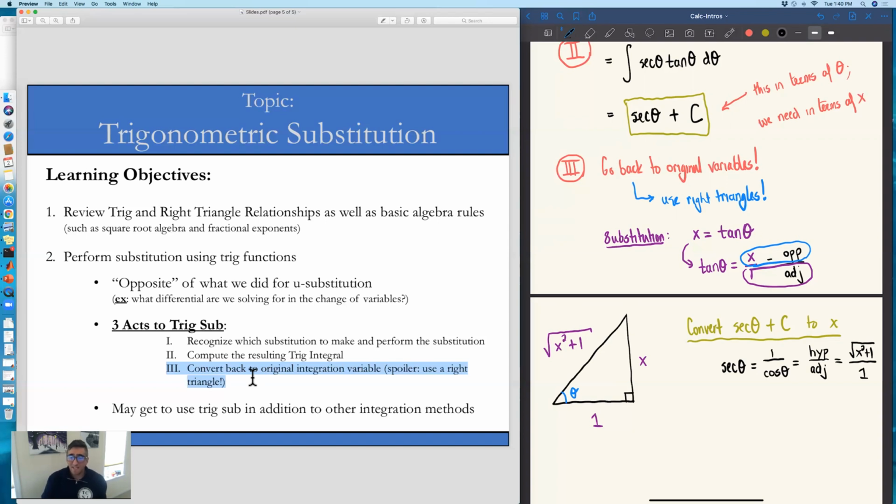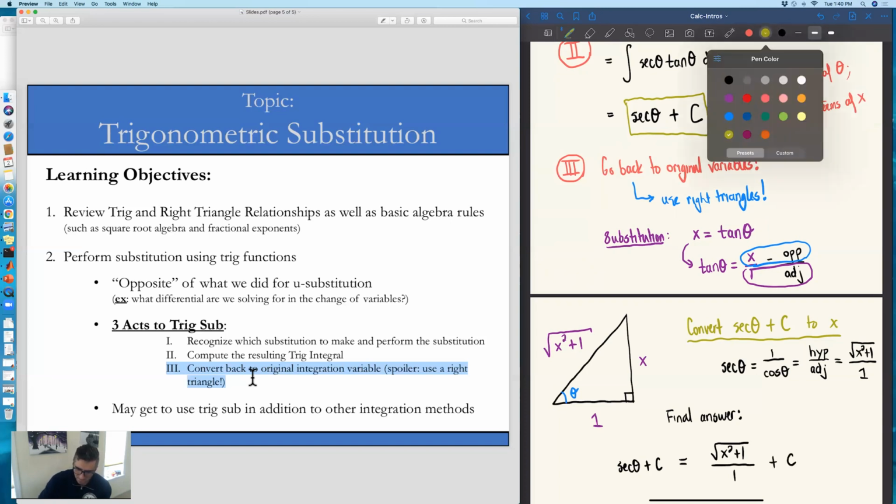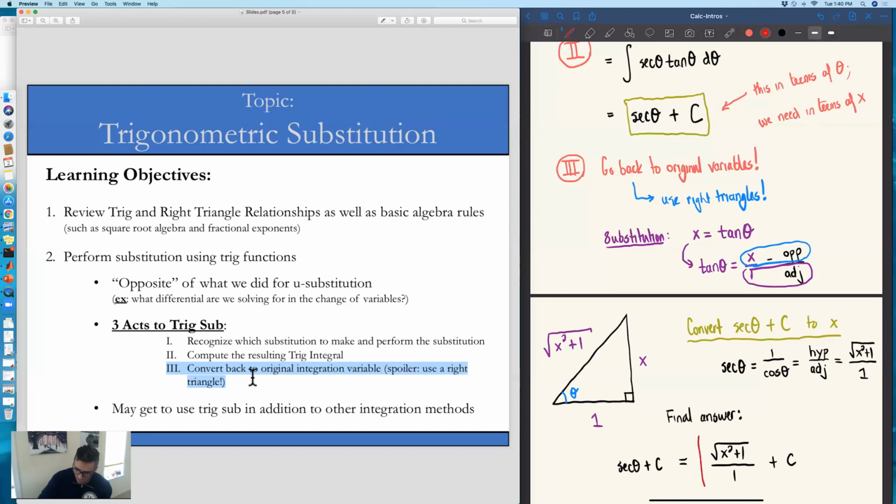So at the end of the day here, what we actually get to do is write our final answer as, well, we know that secant theta plus c was our original antiderivative. Once we plug in what we know coming from that triangle, we get that this is the square root of x squared plus 1 all over 1. You don't actually need that 1 there. I'm just doing this for clarity, plus c. And that would be our final answer.